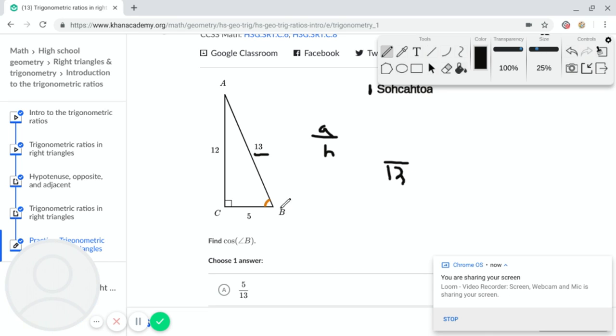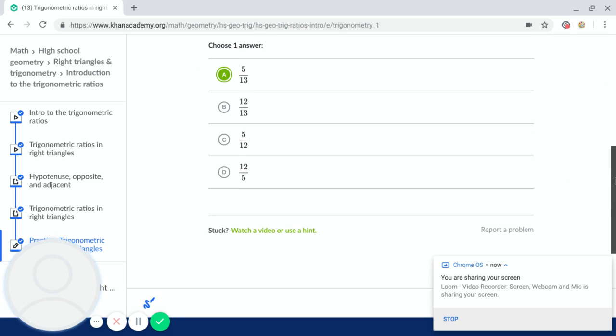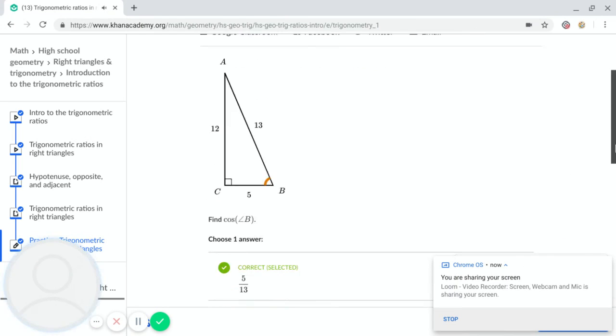Of course, we need to find the adjacent and opposite. Okay, so here's the opposite side right here. And here is our adjacent side. Opposite, adjacent. So we can tell that the answer is going to be 5. 5 over 13. Much better once again. And let us click the answer. There we go. Alright, one more.